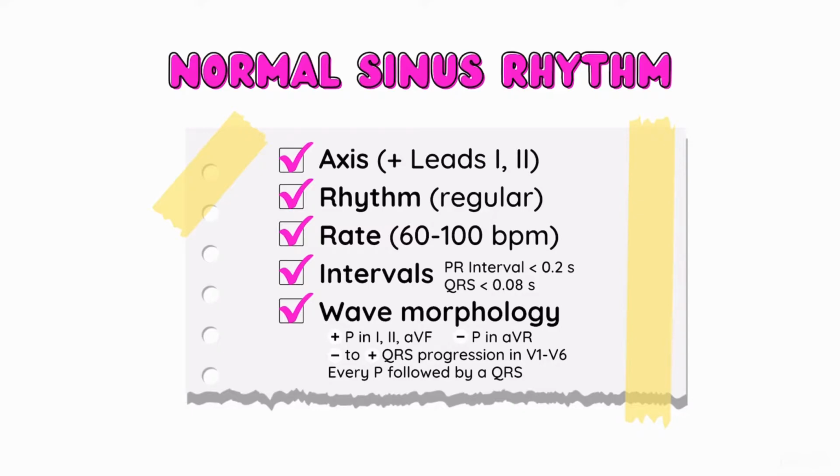The PR interval should be less than 0.2 seconds, or one big box, and the QRS complex should be less than 0.08 seconds, or two small boxes. Finally, every P wave is followed by a QRS complex, and every QRS complex is preceded by a P wave. All this suggests that the heart rhythm is initiating in the SA node, in normal sinus rhythm. Any deviation from these features constitutes an abnormality.